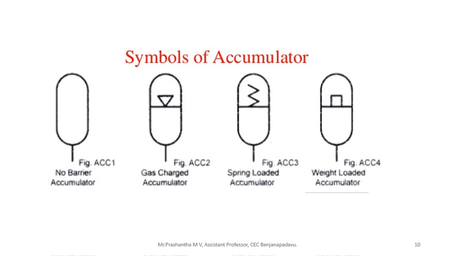And the second diagram shows a gas loaded accumulator. See, in this gas loaded accumulator, this is an inverted empty triangle. It indicates gas loaded. Okay, and third is a spring loaded accumulator, and fourth is a weight loaded accumulator. These are the graphical symbols of different types of accumulators.